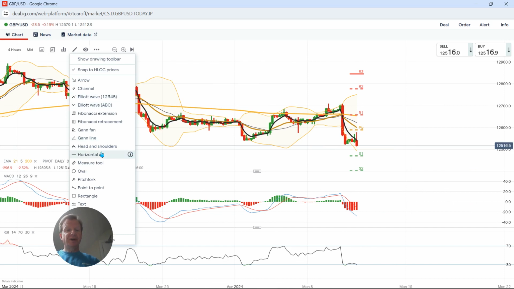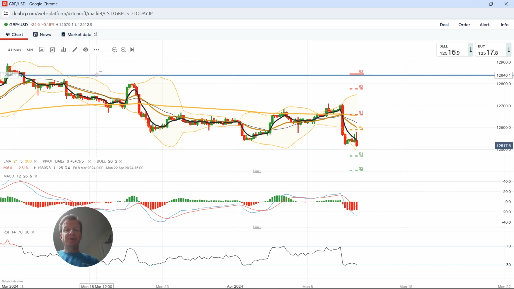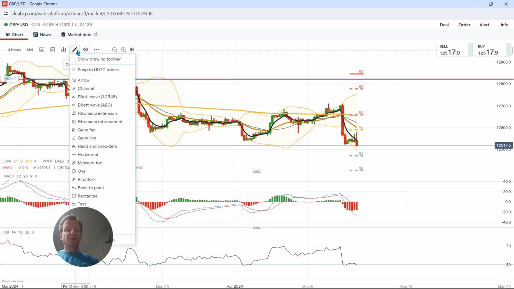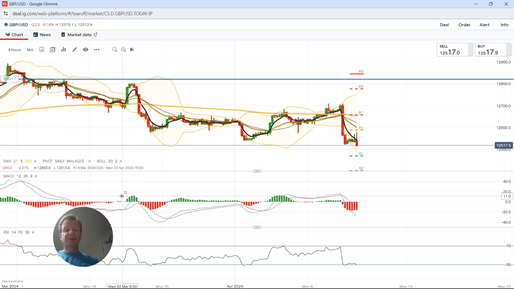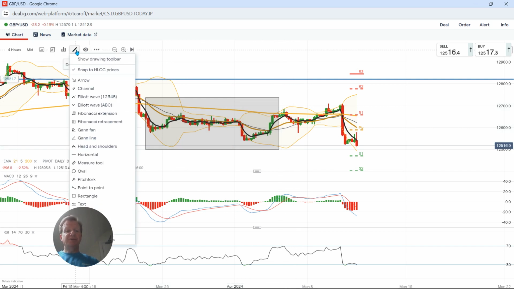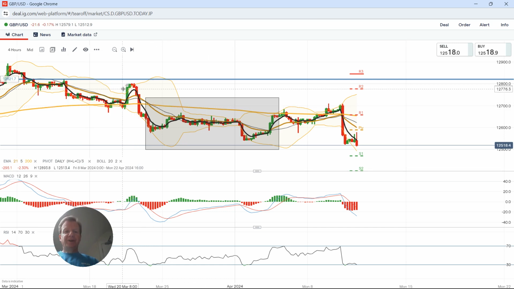So for example, I can draw horizontal lines here. I can also draw a box. If there's a range, I can just draw a box around the range. So if I'm doing any breakout trades, I can see where it's going to break out from. What else have we got here? I can do a Fibonacci retracement, Fibonacci extension, head and shoulders, a point to point measure tool, Elliott wave, channel. Now I'm just filling it up with all sorts of stuff, and it's getting very complicated and quite difficult to read.